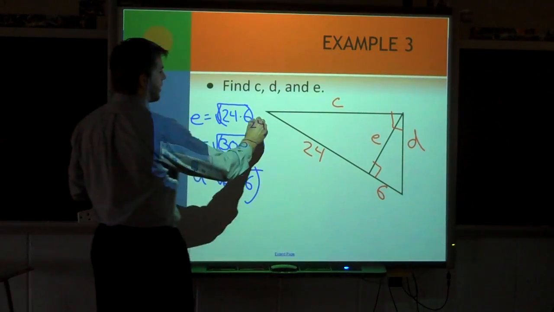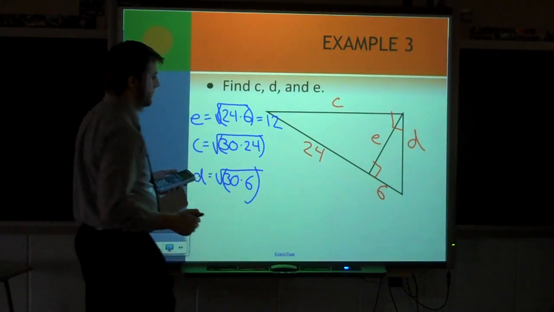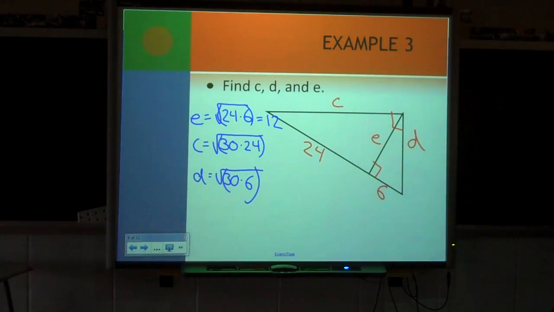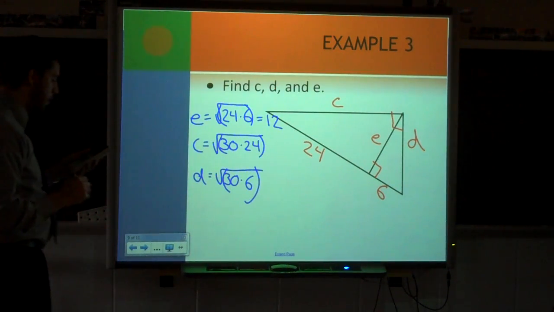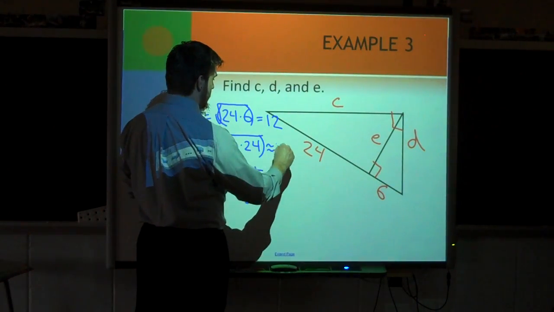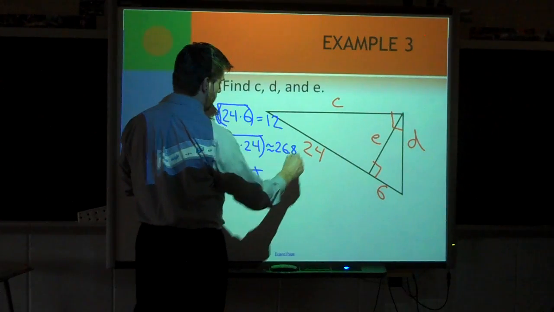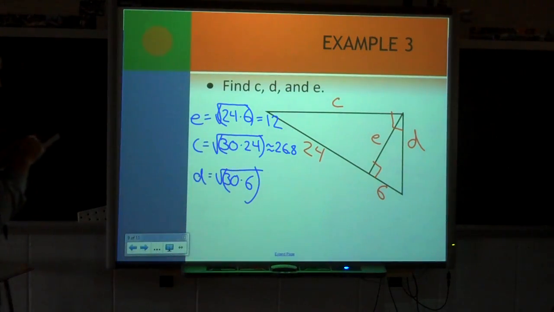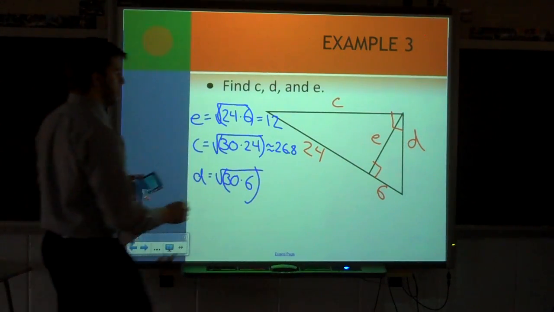And for E, you're going to get exactly 12. For C, go and round that to about, we'll go 26.8. And for D, you can round that to about 13.4.